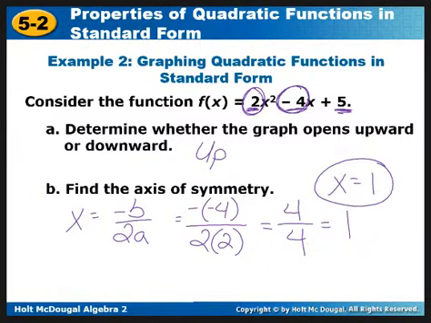Again, you're just filling numbers in for the a, b, and c, which come from the coefficients up here. The a comes in front of the squared term, the b comes in front of the x term, and the c is your constant, the number that has no variable with it. So it opens up, and the axis of symmetry, the line that's going to split this graph in half, is x equals 1.